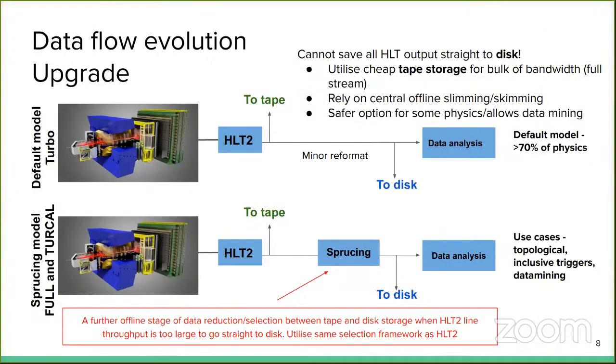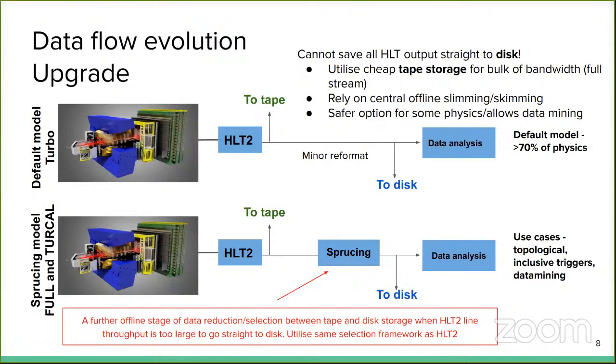So with this new persistency model, we can't save, of course, all this HLT output straight to disk. So we want to utilize the cheapest tape storage to take the bulk of the bandwidth, and that really is basically the Full stream. And we're going to have to rely on a central offline slimming and skimming to get this data small enough to go to disk. So you can see here the two models that we have. The default model is for the Turbo or Turbo SP model, and all physics that can should obviously adopt this model, where the event size is small enough such that it can be saved to disk. The sprucing model is for the Full and TurCal streams, where between the data being saved to tape and disk, we have this further offline stage of data reduction and selection.